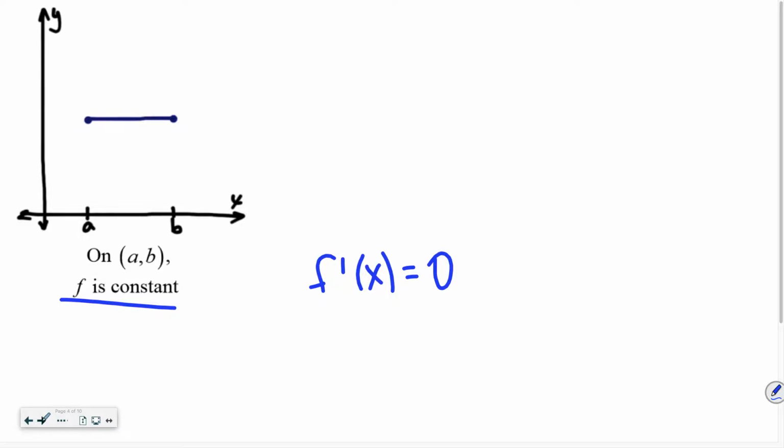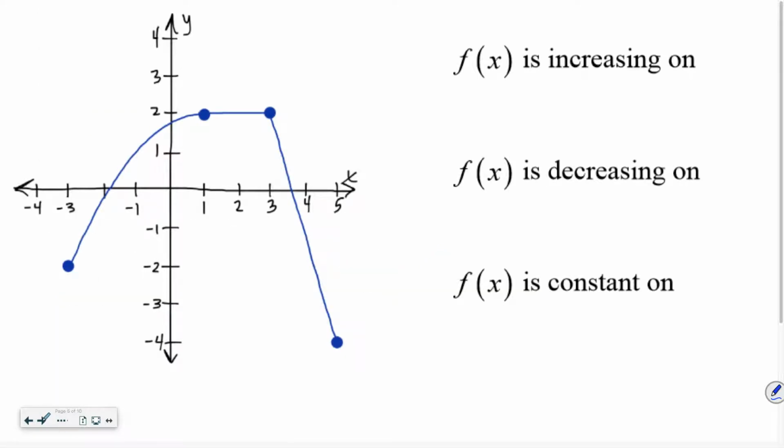So take about a minute or so, and with your pod, please tell me where f is increasing, decreasing, and constant. Talk about it with your pod. I'm going to come and collect your cards.